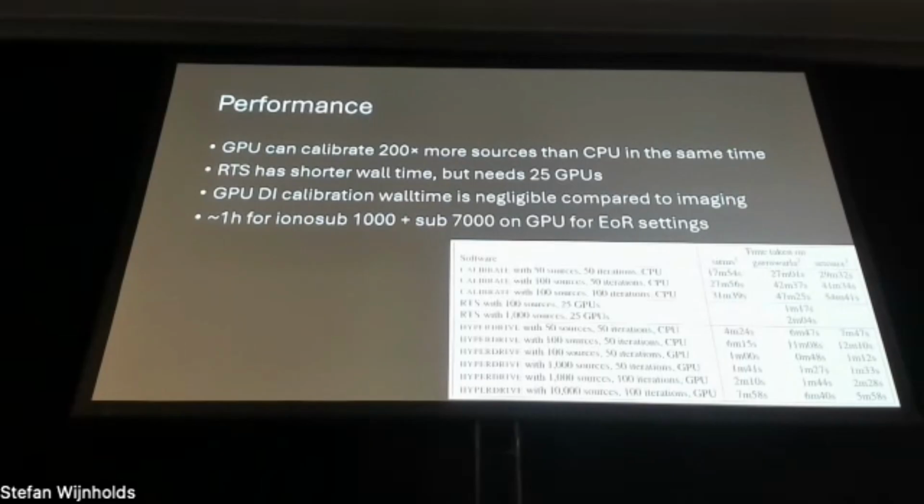So it's on the order of a couple of minutes for most use cases, which is basically negligible compared to imaging. And I don't have the numbers here, but roughly about an hour-ish for you to do the EOR subtraction of 1,000 sources ionospherically, and then a total of 8,000 sources. It takes about an hour.